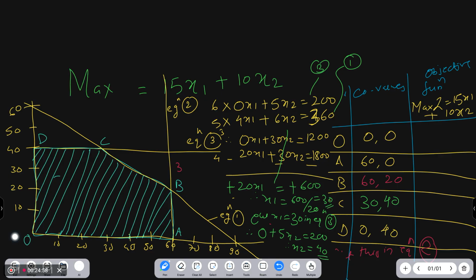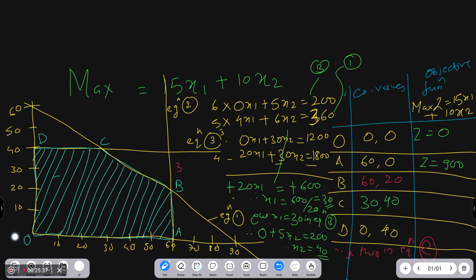What is the next step? Find the value of z for each and every coordinate. Here z becomes 0. Here 5 multiplied by x1. Here 900. 900 is correct or not?